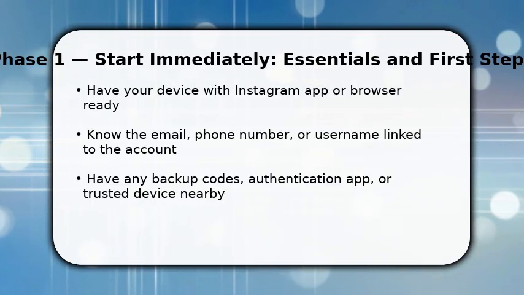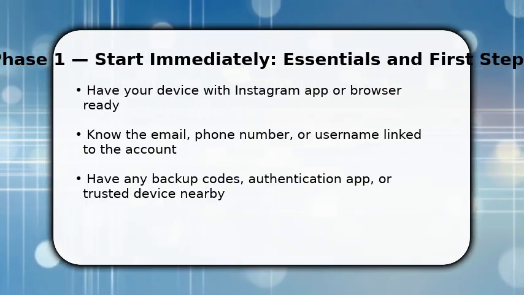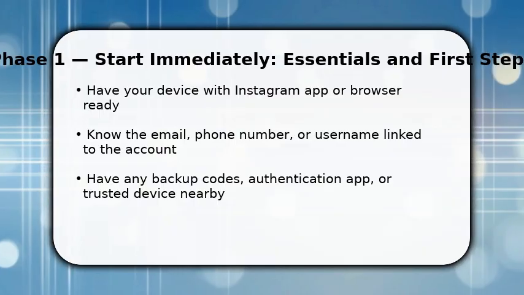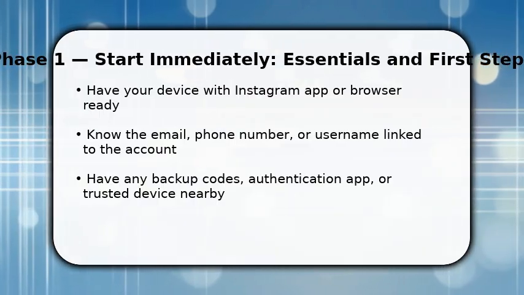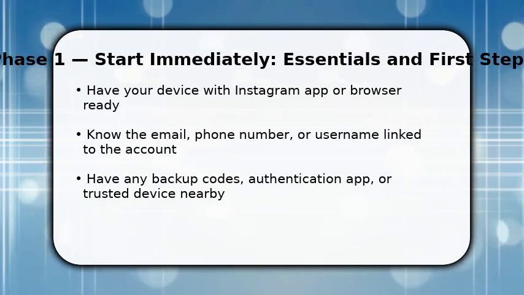Once sent, check your email inbox, SMS messages, or the app messages. Make sure to look in spam or other folders. Use a trusted device if available, because it speeds verification and reduces prompts. This prevents lockouts and simplifies the next steps.